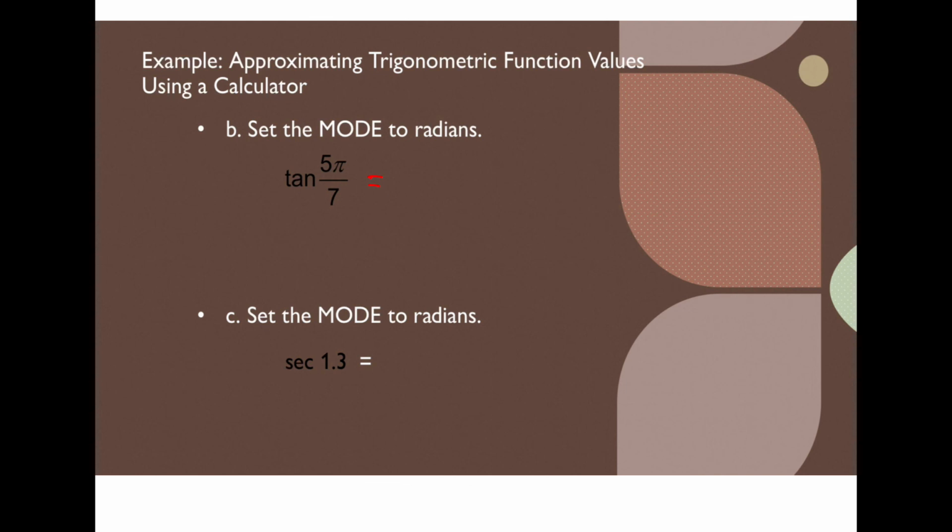So taking tangent, we have a tangent button. I'm just going to put 5 times pi. If you're using a TI 83 or 84, the pi button is actually located above the hat key. The hat key looks like this, and that's on the far right. So if we go second hat key, we get 5 pi, and then divided by 7.